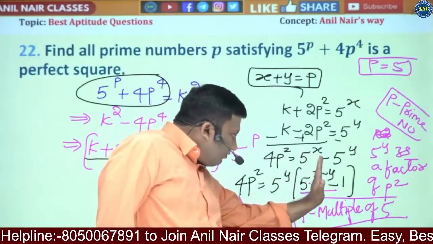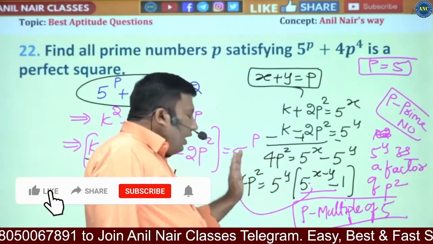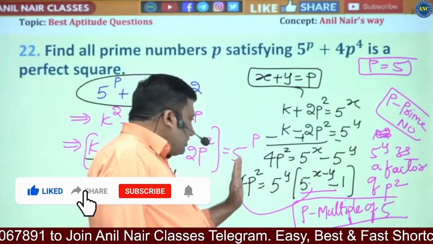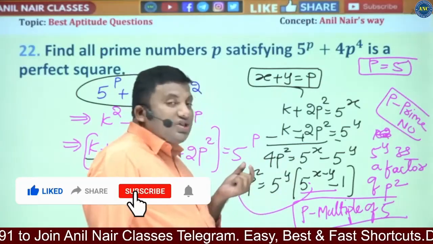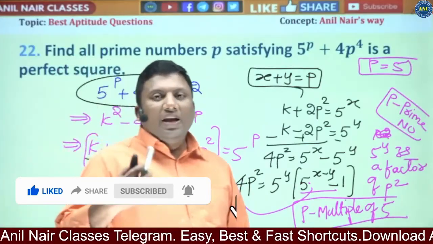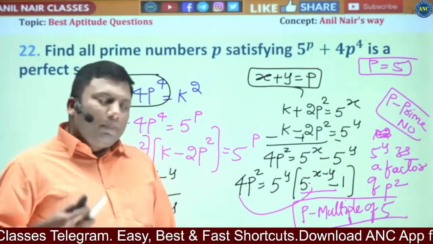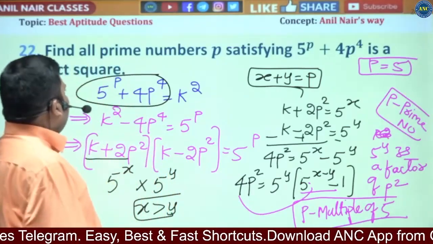So 4 will come from this side, p^2. 5^y is derived from p^2, left hand side versus right hand side. So p^2 should take a number of the form 5^y. p is a prime number, so what is the power of 5? That is a prime number, 5^1, 5. So p is equivalent to 5.